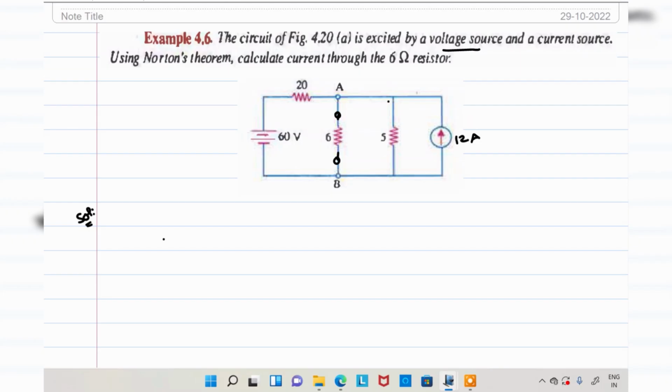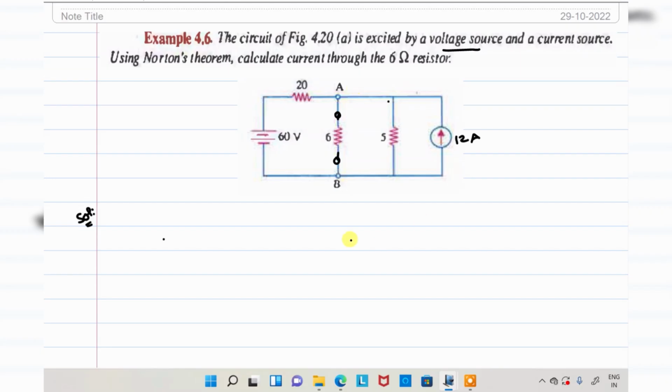In case of an objective examination, like the KVS examination, we can follow any one method to find out the current. But in this case, I am going to explain with the help of Norton's theorem. It is very simple. Just look at the problem. You need to find out the current here.